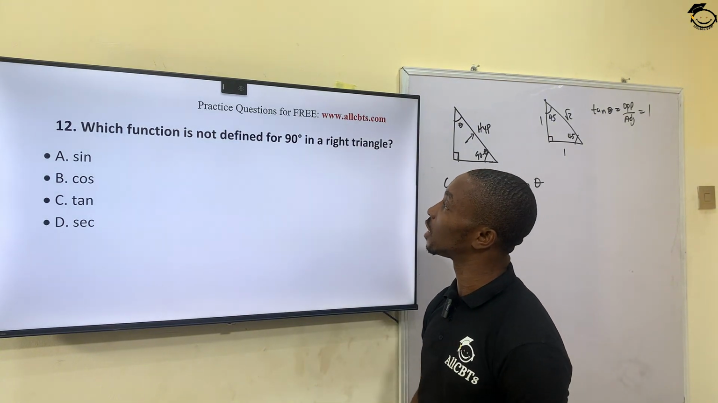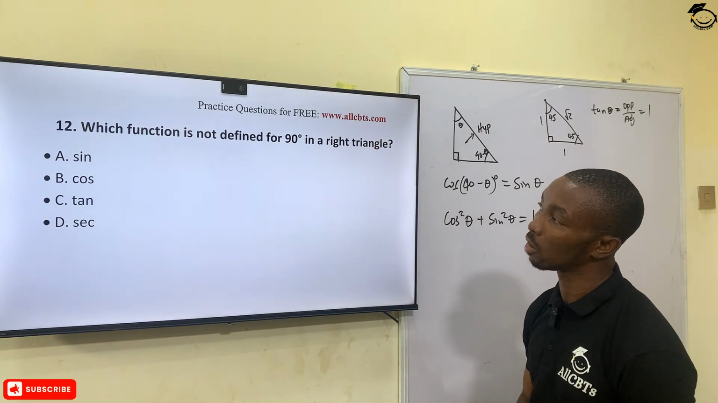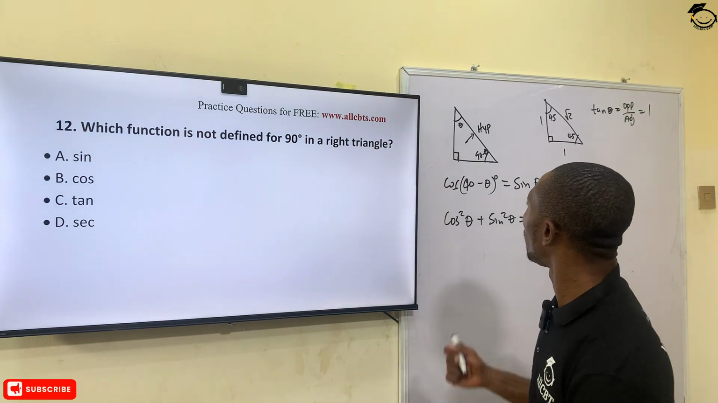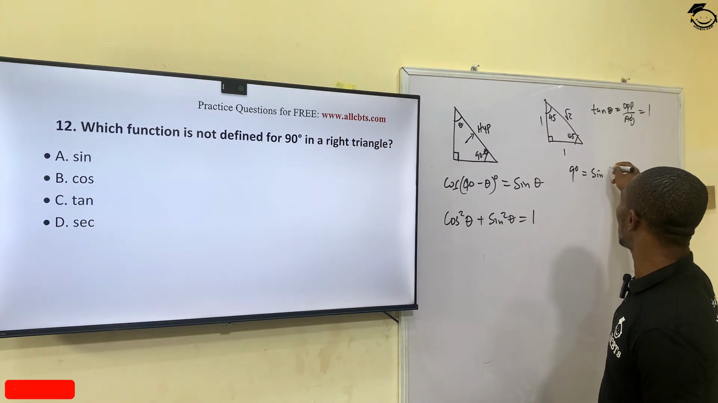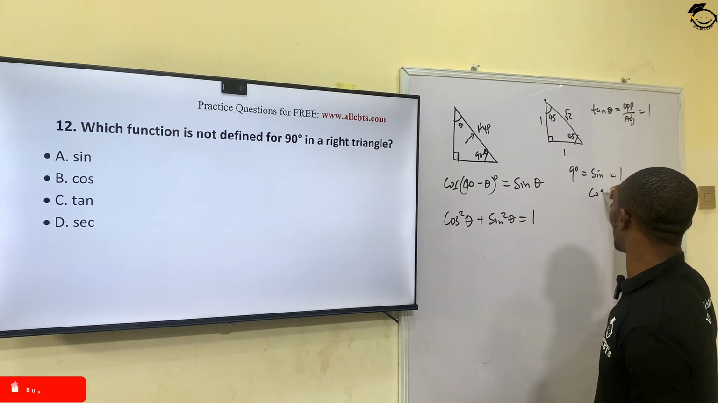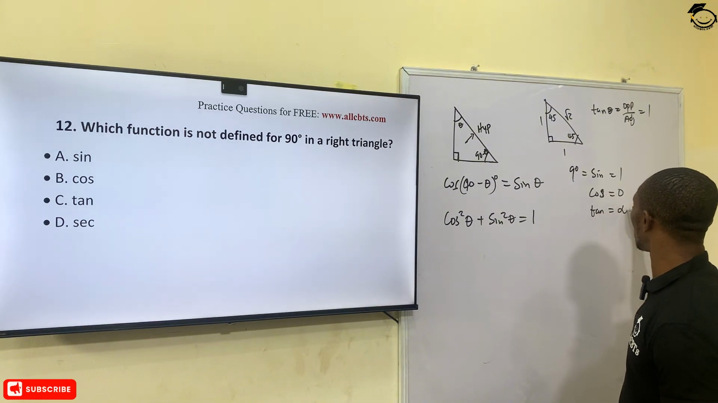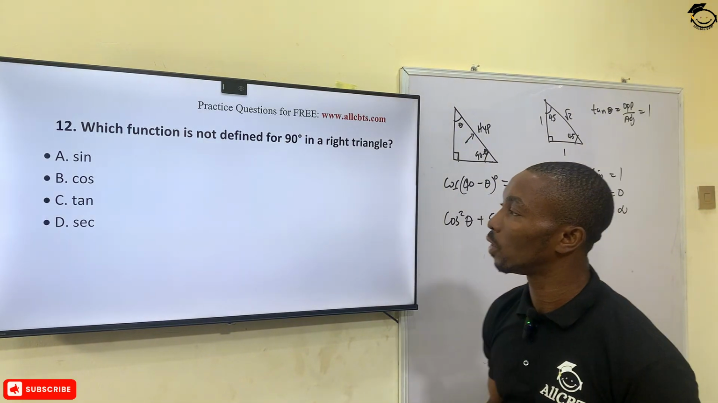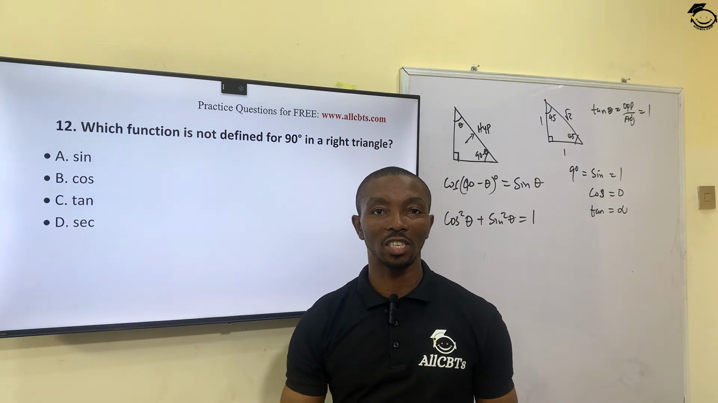Which function is not defined for 90 degrees at a right angle? Okay, we know that at 90 degrees, sine 90 will give us 1, cos 90 will give us 0, and tan 90 is undefined or at infinity. So the right option will be tan 90.